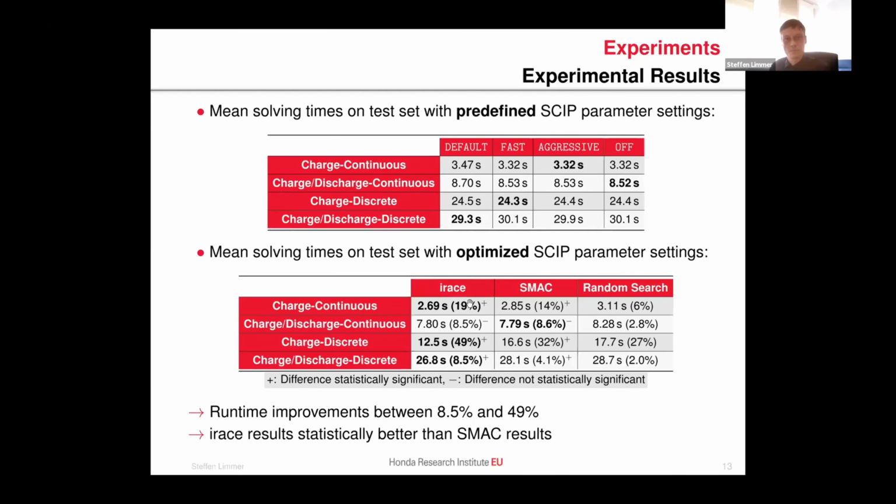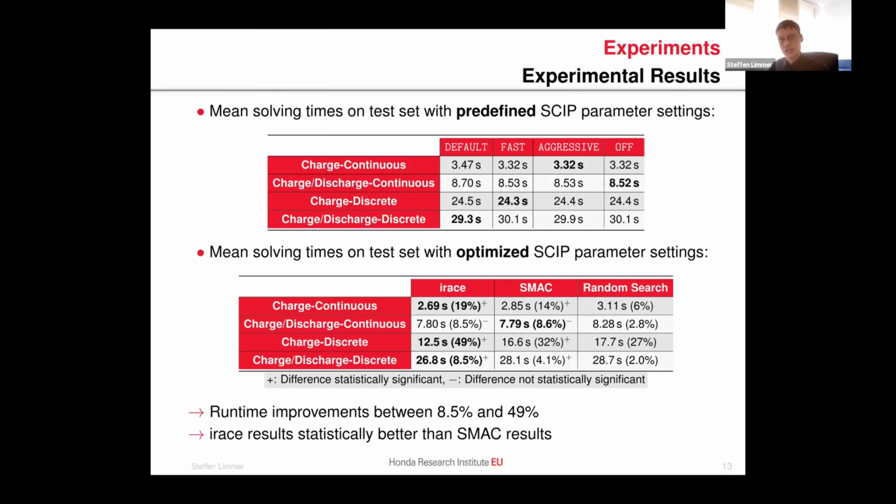And yeah, one can see that the improvement varies over the problem variants. For the charge discrete variant, an improvement of about 50% is achieved, so a speed up of about 2. While for the charge discharge discrete case, an improvement of only 8.5% is achieved, but nevertheless, still a notable improvement. And one can see that there's only 1 problem variant for which SMAC yields better results than irace, but on this variant, the difference between irace and SMAC is statistically not significant, while for the other problem variants, the differences between irace and SMAC are statistically significant. So we can say that irace yields statistically significant better results than SMAC for the given problem.